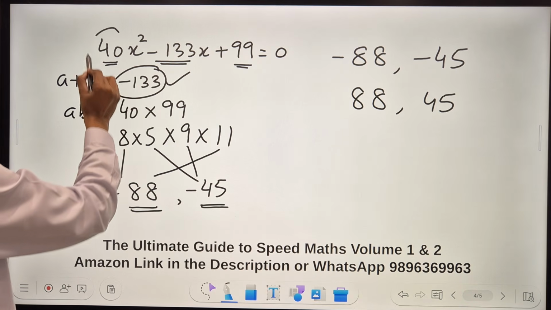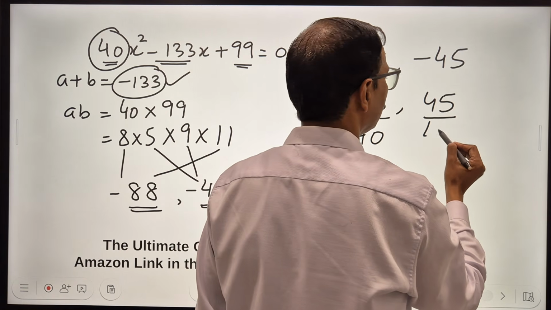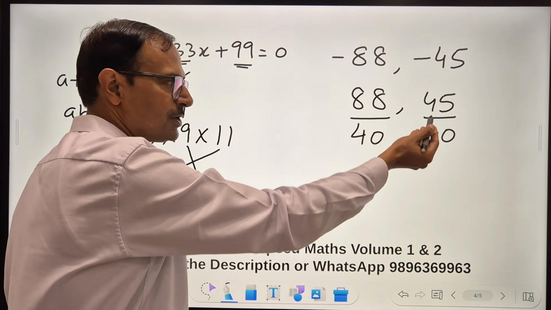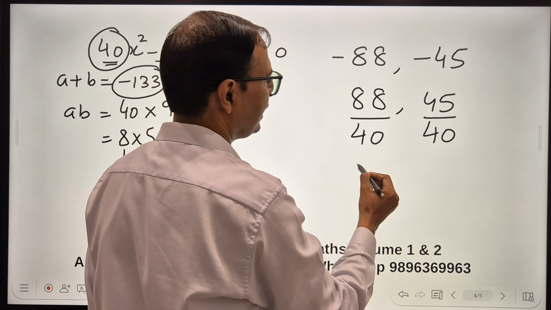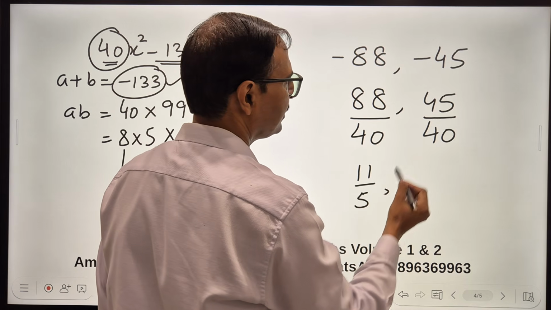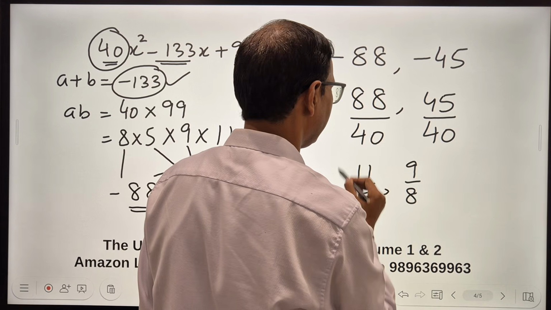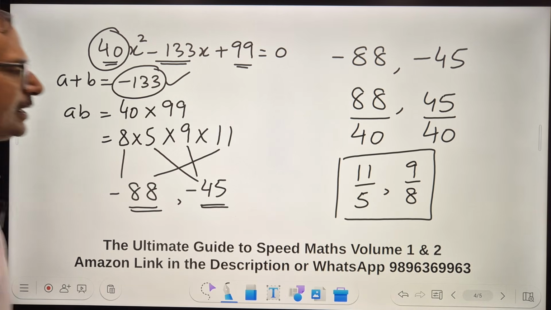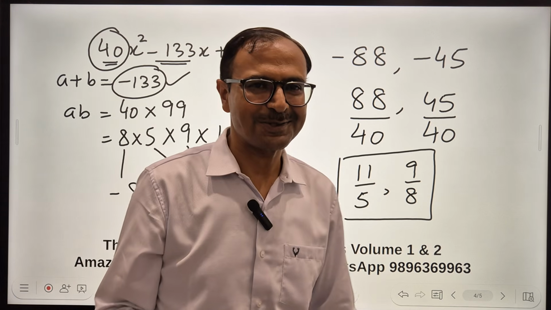And finally pick up the coefficient of x square, which is 40, put it in the denominator of both the numbers so obtained, and 8 is the common factor, right? 11 upon 5, and 5 is the common factor. So 5 nines, 5 eights. Here we have the roots of the quadratic equation. 11 upon 5 and 9 upon 8 are the two roots of this quadratic equation.